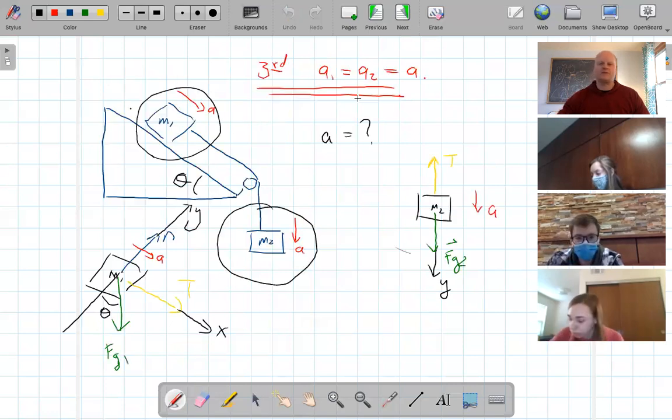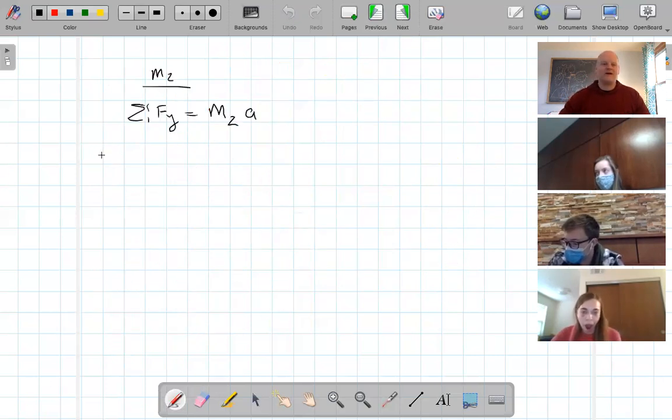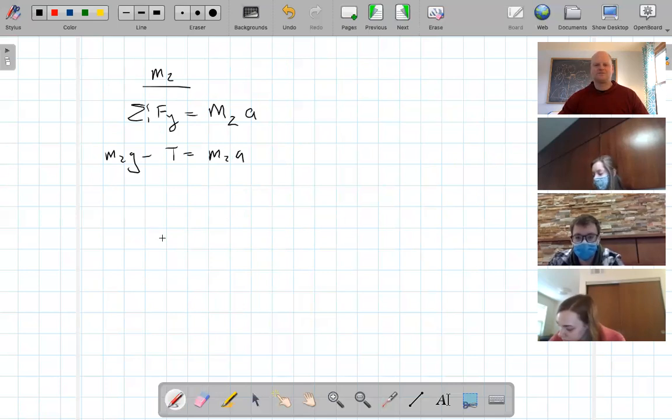Okay, let's go back to our drawing here. So here we have two forces: the force of gravity, and we also have the tension. Which one of those two is positive, according to our coordinate system? Gravity. Gravity, good. So let's write this out. This is going to be M2g minus my tension is equal to M2a. Good.